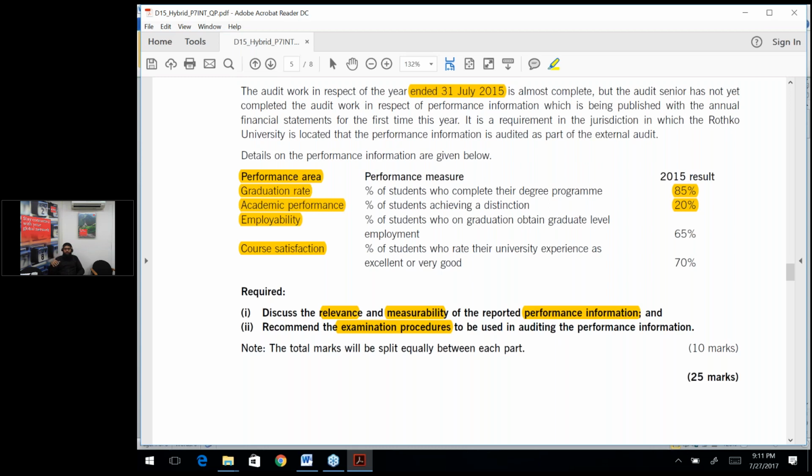Then the course satisfaction is simple. You can have the students fill up the form. You can have the students fill up the data, so you get the idea. So I hope that you people understand this.